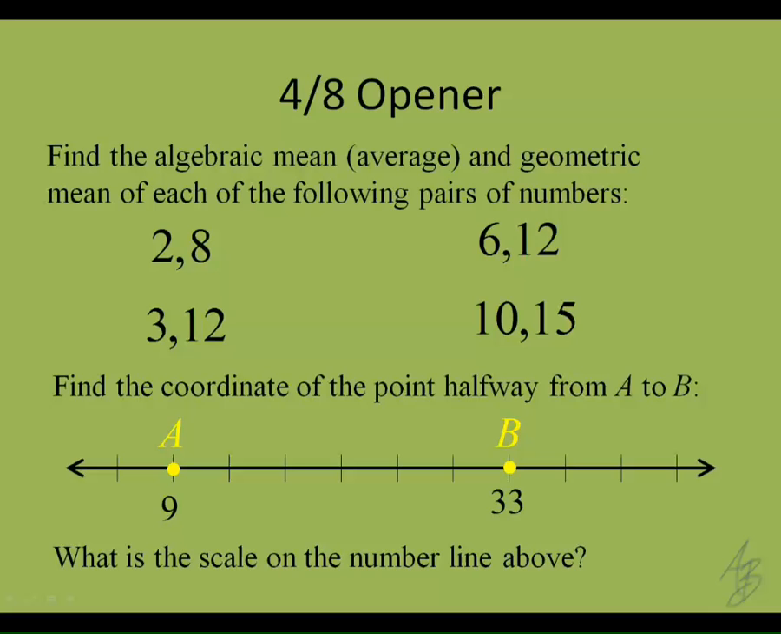The first thing we want to do here is find the algebraic mean, or the average, of each pair of numbers. So somebody just help me out real quick with this first pair, 2 and 8. How are we going to find the algebraic mean? Kayla? Well, I think we can do 8 plus 2 equals 10, and then 10 divided by 2 equals 5.